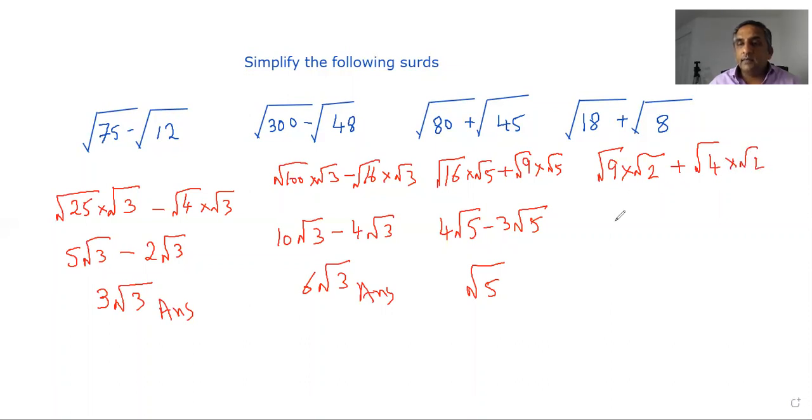Now square root of 9 means 3, square root 2, plus square root of 4 means 2, square root 2. You see, now the numbers inside the square root are the same, so we can add both of them. So 3 plus 2 will be 5. So it will be 5 square root 2. And this will be our answer here. And in question number 3, this one was our final answer.